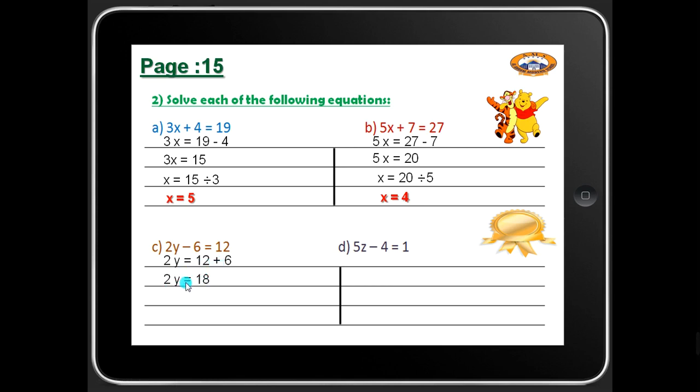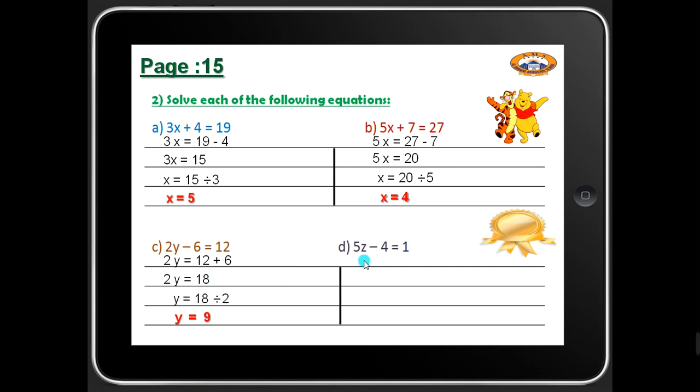So 2y equals 18. 2 times y equals 18. I'm going to move the 2 to the other part of the equation by changing it into divide. So y equals 18 divided by 2. This is easy. So y equals 9.